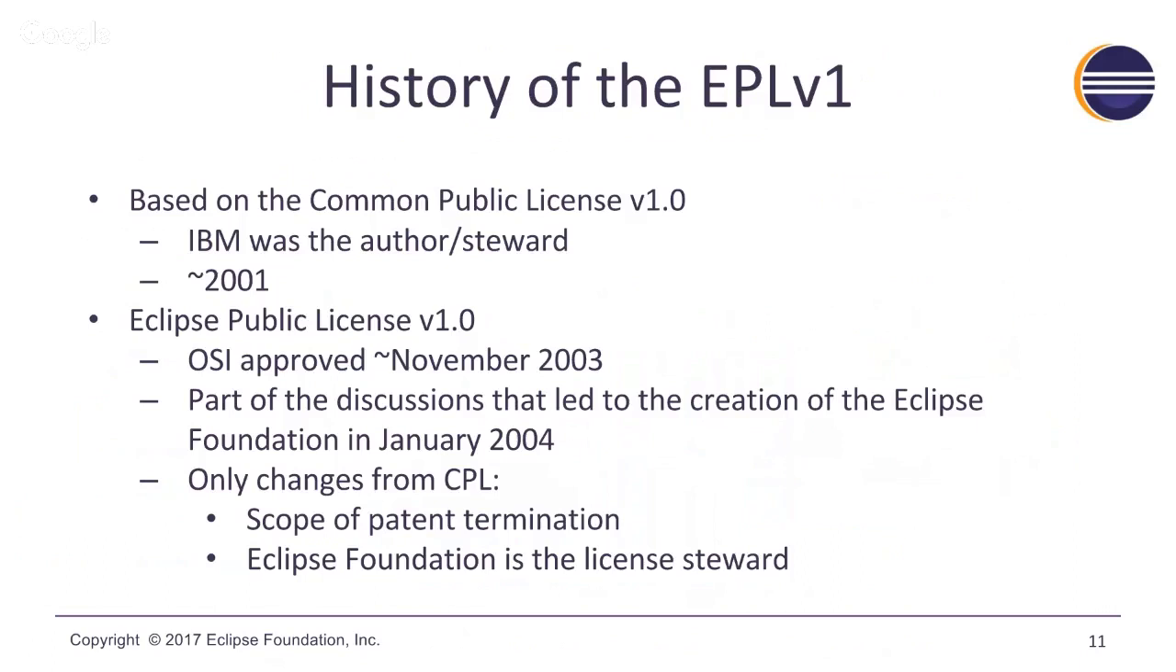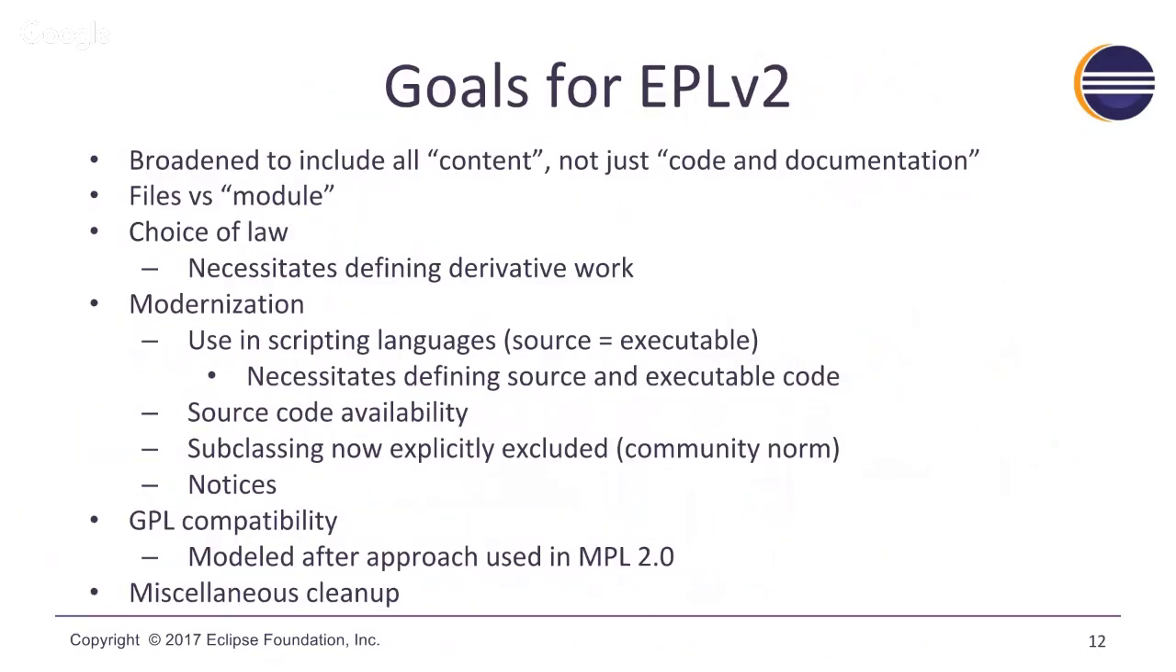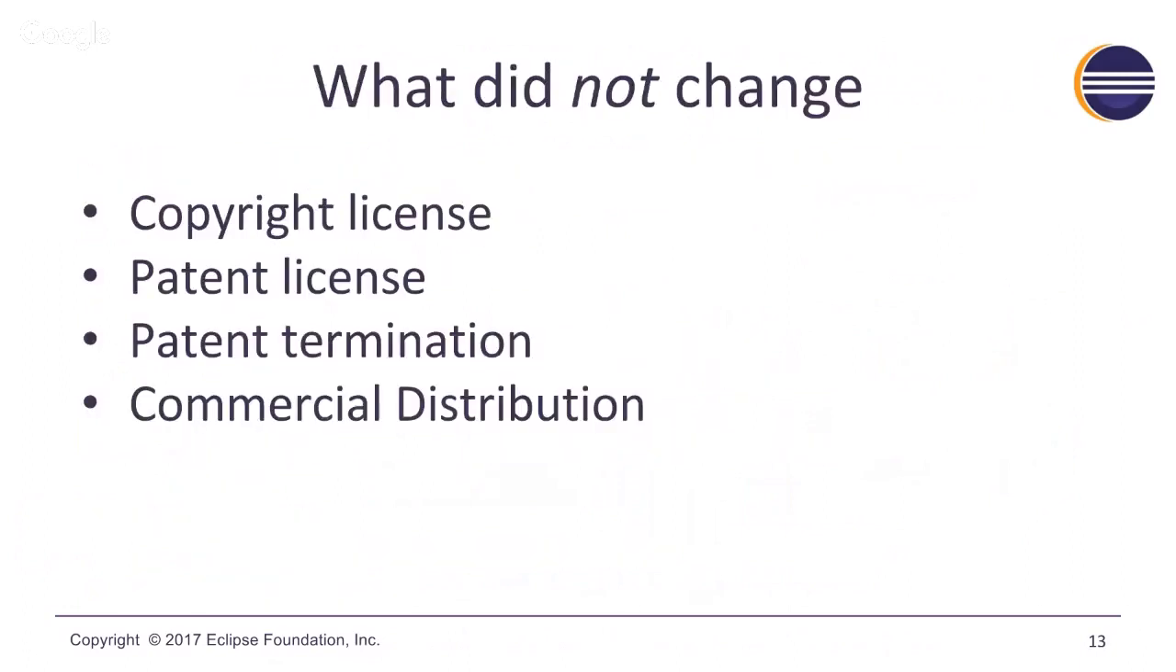And the only changes to the CPL were two: scope of the patent termination, and the appointment of the Eclipse Foundation as the license steward, whereas in the CPL it was IBM. So that's the history. What are the goals for this revision? First, broaden to include content, not just code and documentation, which was what was referenced in EPL version 1, files versus module, choice of law, general modernization, GPL compatibility, and miscellaneous cleanup, and we'll go through each one of these as we proceed.